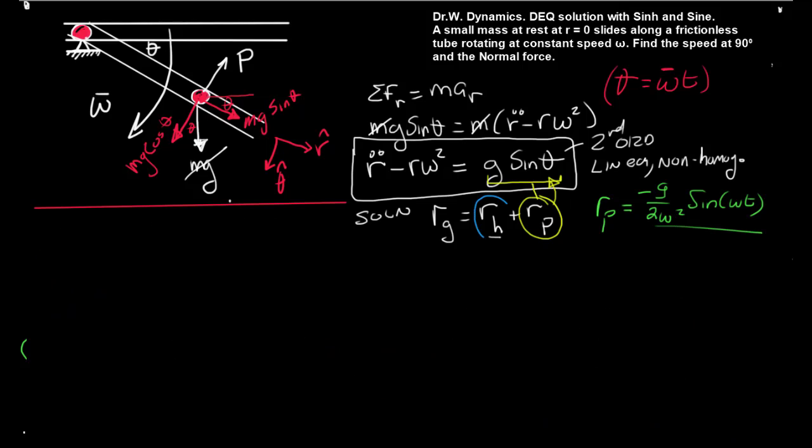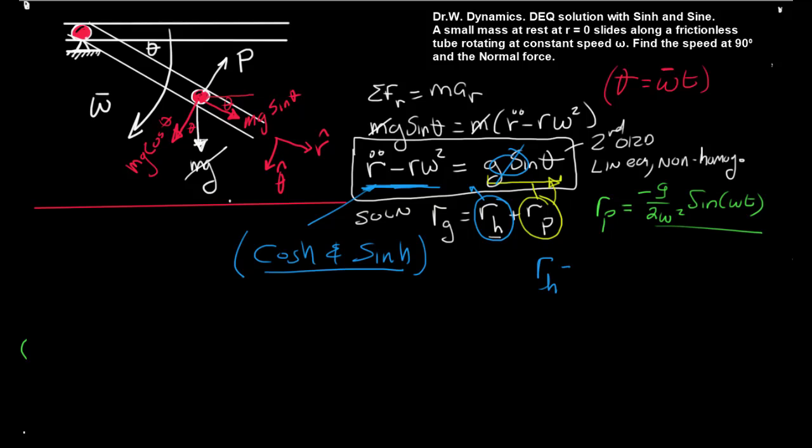Let's take a look at the homogeneous part. For the homogeneous portion of this, we need this function to be equal to 0. And we looked at this already. We know that cosh and sinh, the hyperbolic trig functions, will satisfy this homogeneous equation. So let's use those. So we have then that our homogeneous equals c sinh omega t plus d cosh omega t.